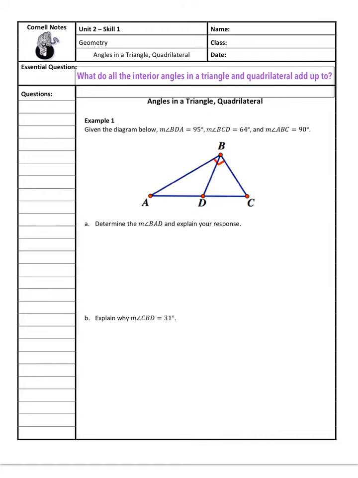Hi guys, this is Miss Wesley here, and we are ready to go for Unit 2. So Unit 2 is all about angles. Our unit name is Unknown Angles, and Skill 1 talks about two very specific shapes, triangles and quadrilaterals.